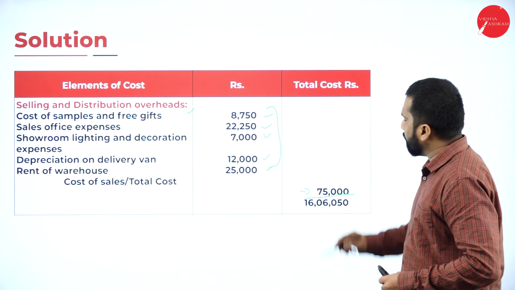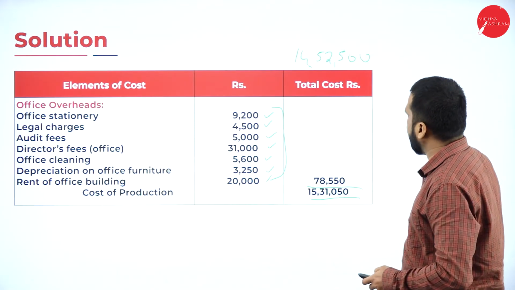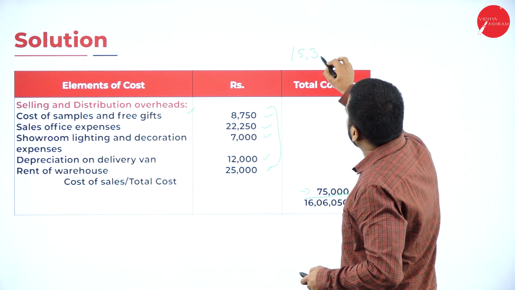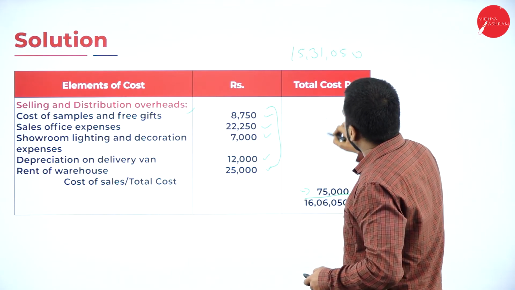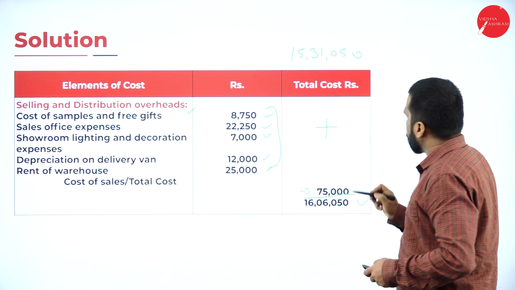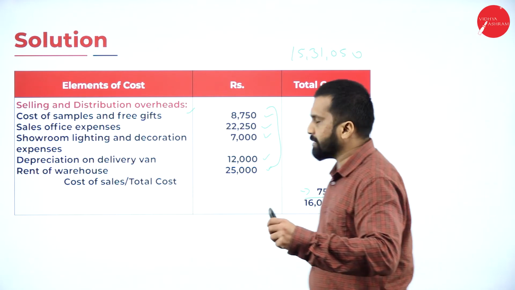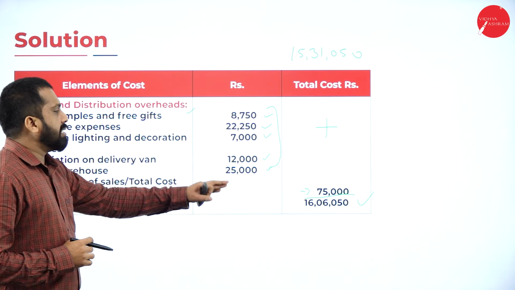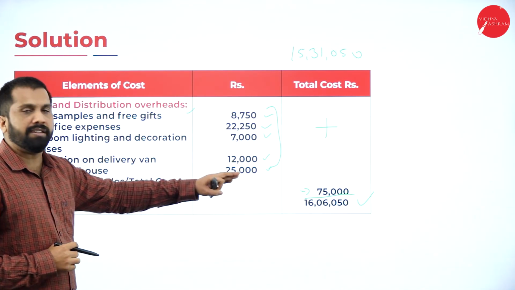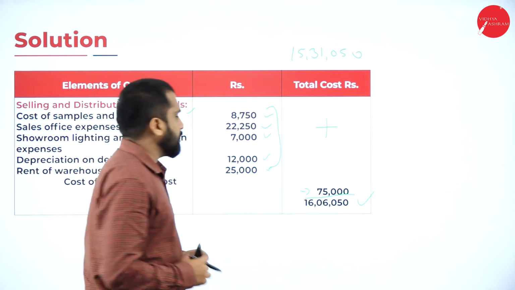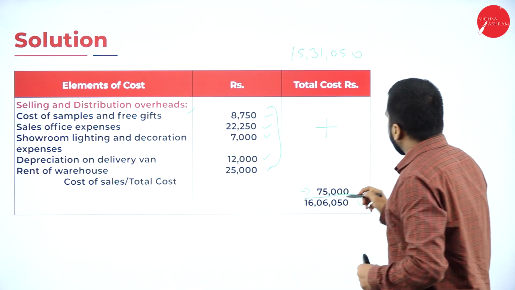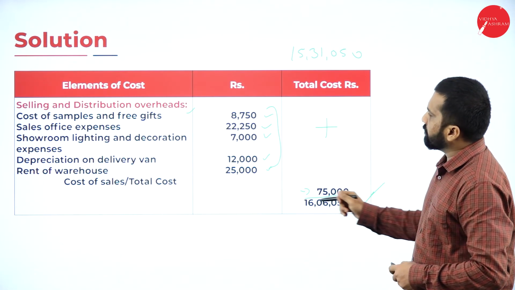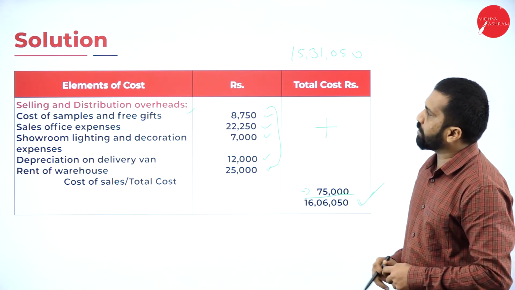The total, how come it is 16,06,000? I'll go back. 15,31,050 plus 75,000, you will get 16,06,050. Hope you are clear. Good. We got 16,06,050 as your final answer. What is this? It is the total of your step 4.